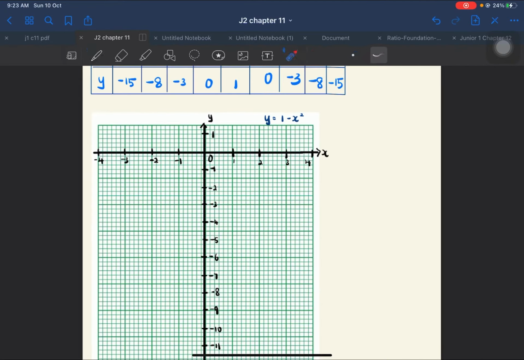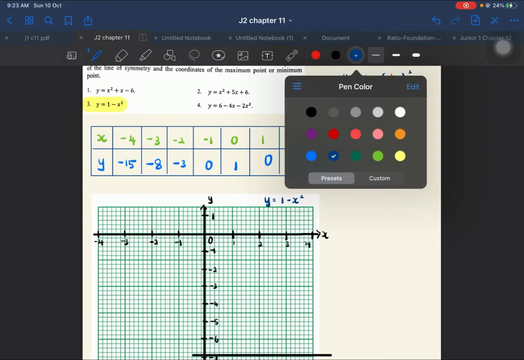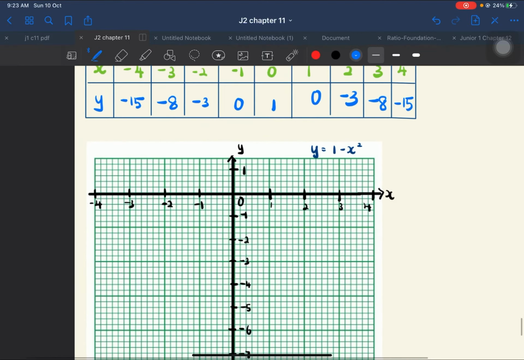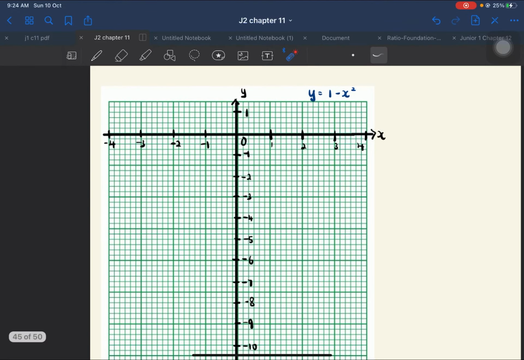Since my graph paper is very small and I don't want to go until the value of y equals negative 15, my graph will have values beginning from x equals negative 3 until 3. I will have this range, a total of 1, 2, 3, 4, 5, 6, 7 plots. Now you may begin to plot your graph. When your x is negative 3, over here is x, negative 3, and your y is negative 8.